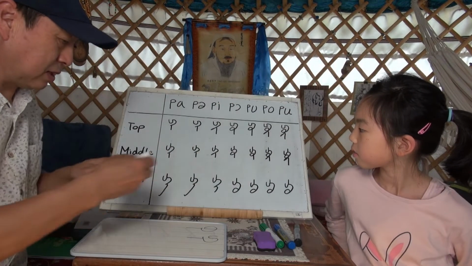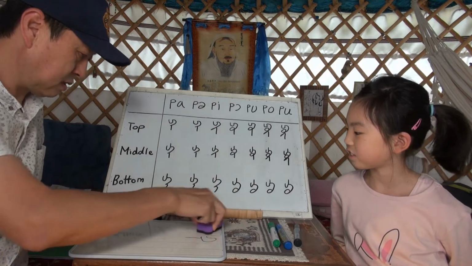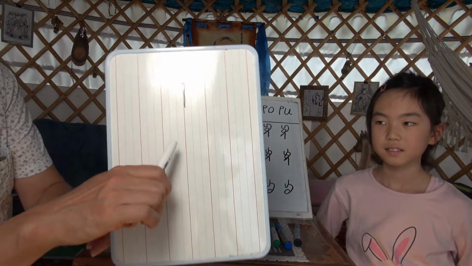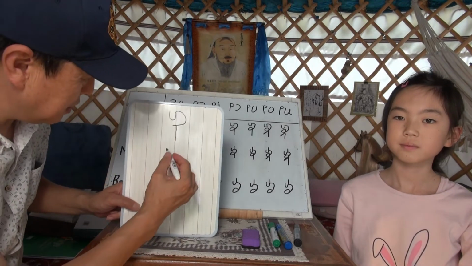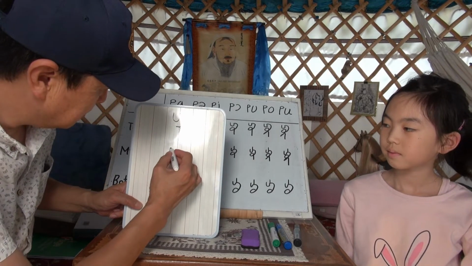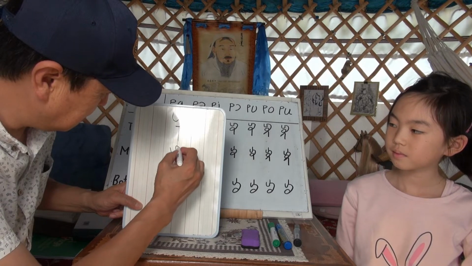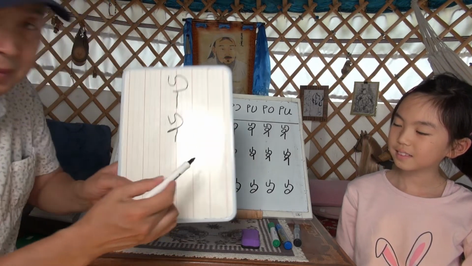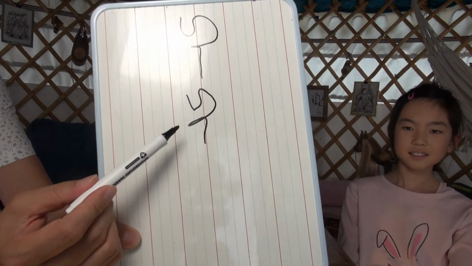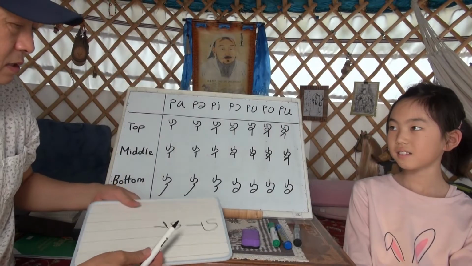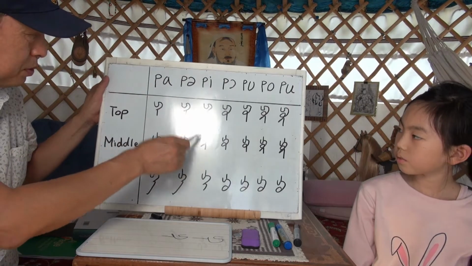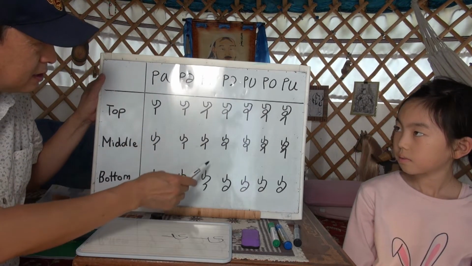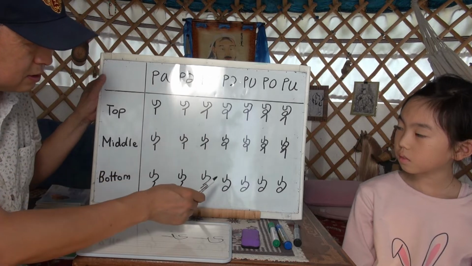So let Daddy write the P. P has a shin on everything. This is Pa and P. It's a tooth, but P has the shin. It'd be difficult to write the shin. Here is the long shin. It's very long. So Pa, P. P is the shin. And then Pa looks exactly the same.